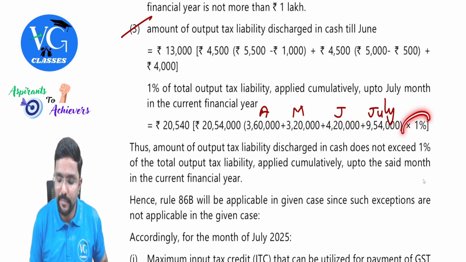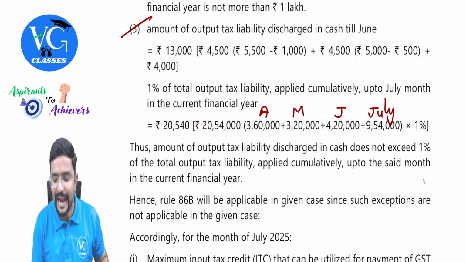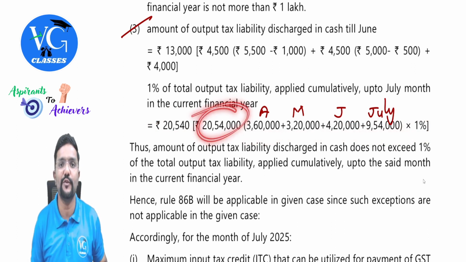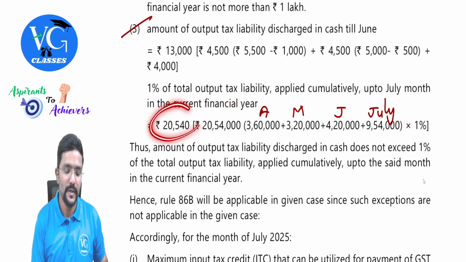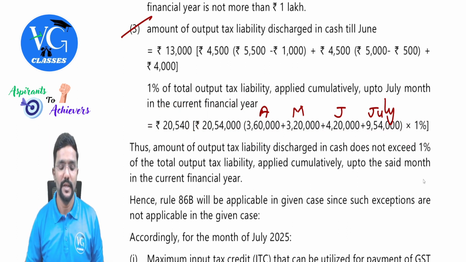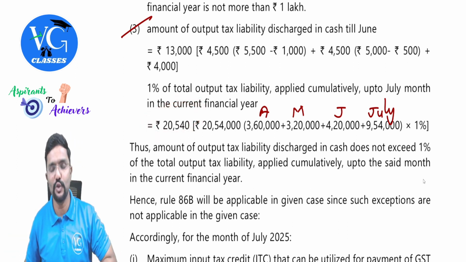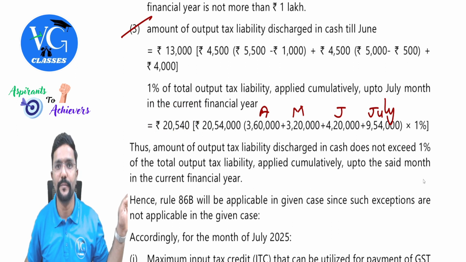And 1% of that comes to 20,540. If I add up all this, we will get 20 lakh 54,000 into 1%, which is 20,540. So at least this much should have been paid through electronic cash ledger. If 20,540 or more is already paid through cash ledger, then in July, Rule 86B is not applicable.